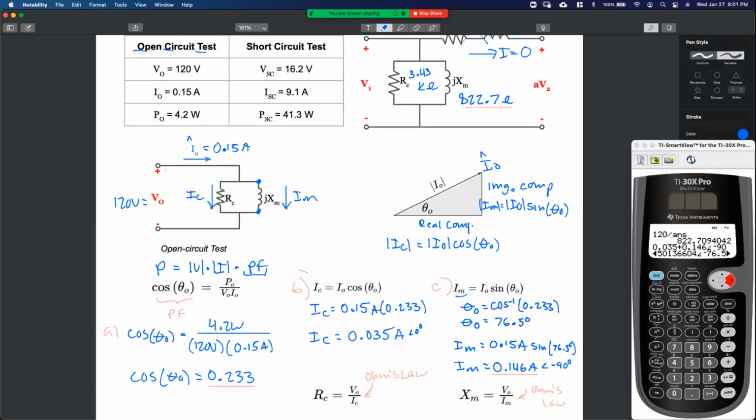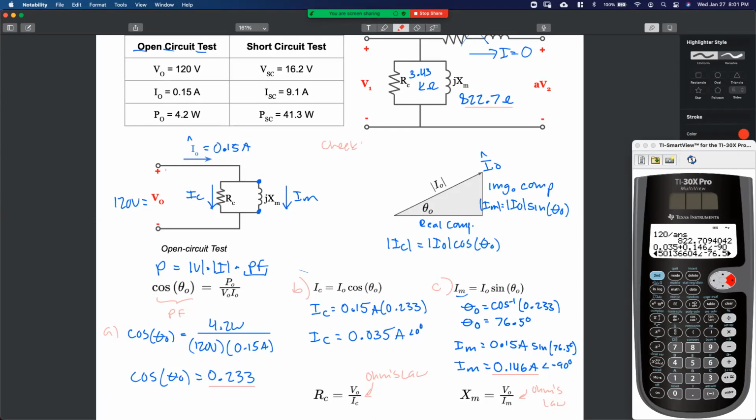Question. If I know R of C and I know JX of M, can I solve for P of O? Sure can. What formula would I use? Is this parallel or series? Yeah, V squared over R. You got it, Randall. Let's check. Let's say PO equals V squared over R. If I'm solving for PO, this is VO and this is RC. Why am I ignoring X of M in this calculation? I only know my watts, right? Yeah, no bars in PO.